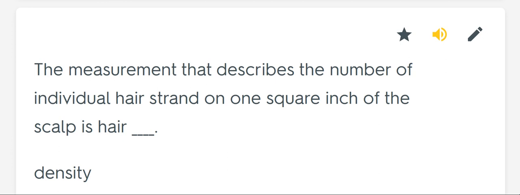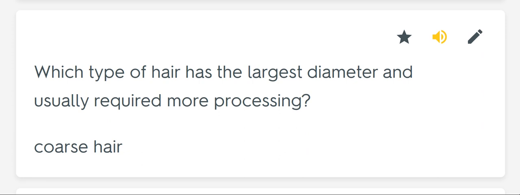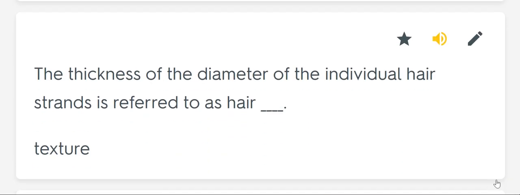The measurement that describes the number of individual hair strands on one square inch of the scalp is hair density. Which type of hair has the largest diameter and usually requires more processing? Coarse hair. The thickness of the diameter of the individual hair strands is referred to as hair texture.